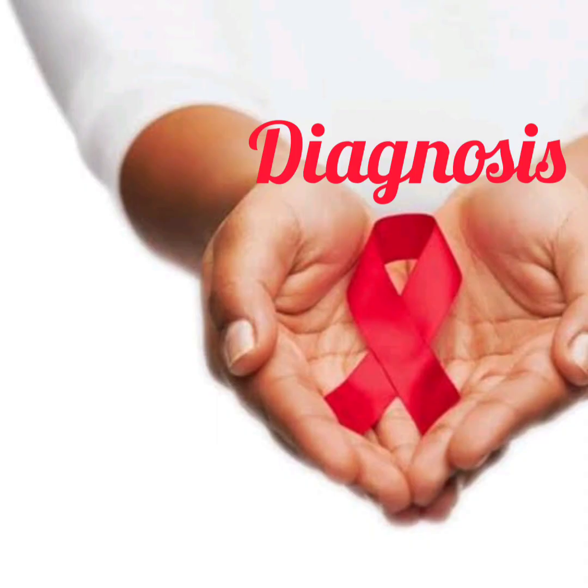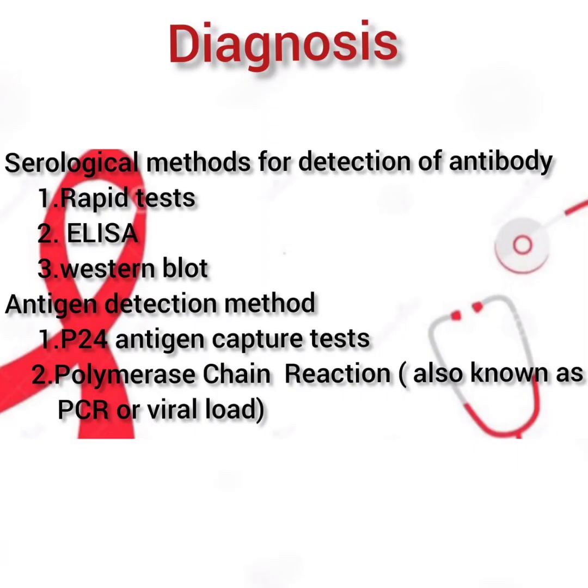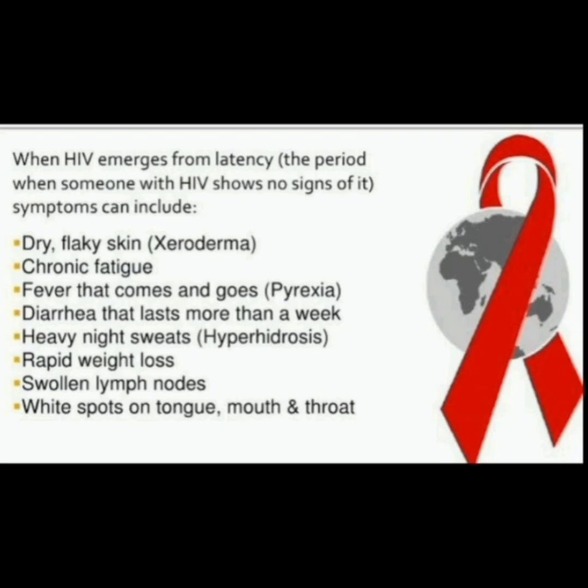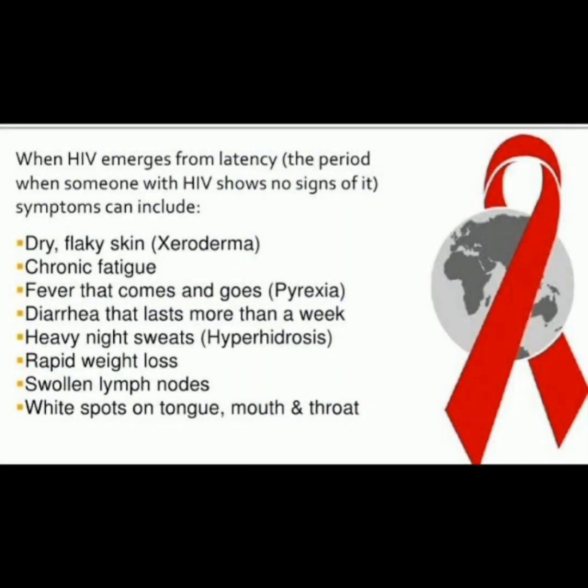Diagnostic tests for HIV infection include the serological method for detection of antibody and the antigen detection method. In the serological method for detection of antibody: rapid test, ELISA, Western blot. In the antigen detection method: P24 antigen capture test, polymerase chain reaction, also known as PCR or viral load. When HIV emerges from latency, symptoms include dry skin, chronic fatigue, fever, diarrhea, heavy night sweats, rapid weight loss, swollen lymph nodes, and white spots on the mouth, tongue, and throat.